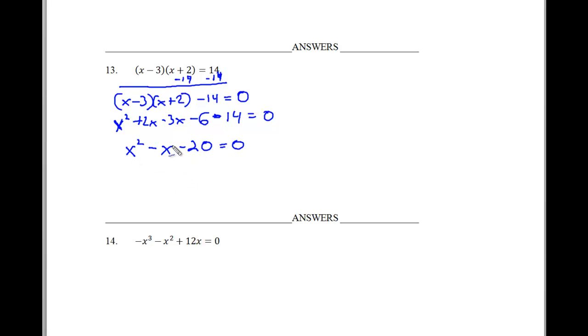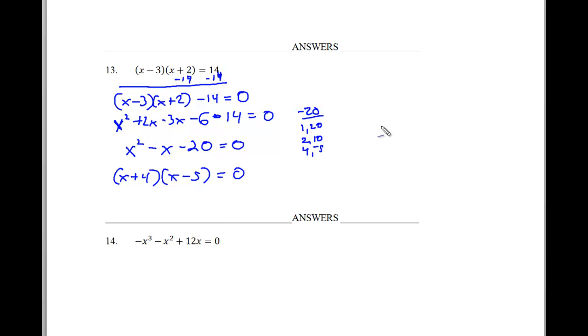So now I have an easy trinomial because there's a 1 in front of the x squared and there's nothing I can factor out. So I have to list all the factors of 20 and see which ones make negative 1. Alright, so 1 and 20 don't make negative 1. 2 and 10 don't make negative 1. 4 and 5 do, if I make the 5 negative. So this means my answer is going to be x plus 4, and I'm going to have x minus 5 equals 0. So that's half of the problem right there.